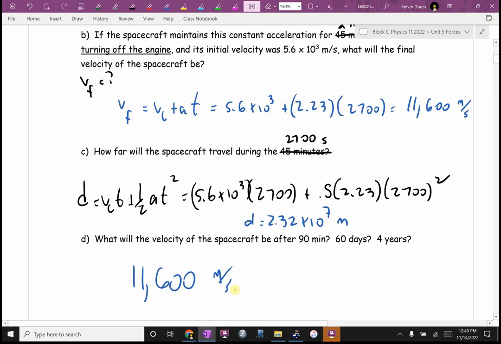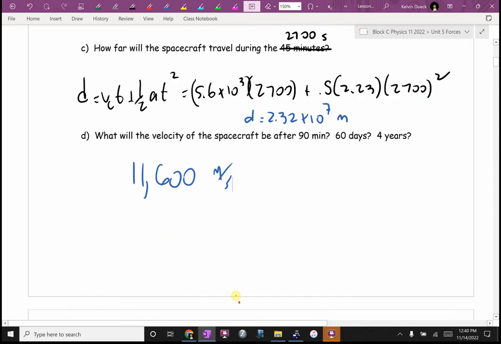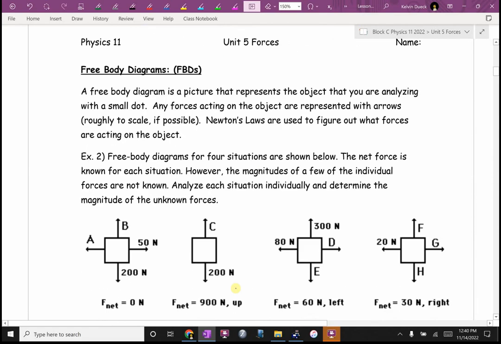That's nerd trivia, and that's not today's lesson. That was just to review Newton's laws, Newton's first, and F equals what? MA. Here's today's lesson: free body diagrams.